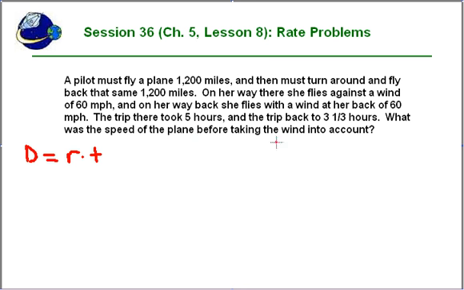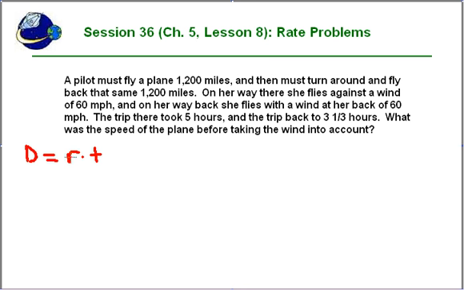That's what this question is asking for when it says, what was the speed of the plane before taking the wind into account? In the previous example I gave you, the speed of the plane without the wind would have been 500 miles an hour, without there being any wind. But when the wind blew against the plane at 50 miles an hour, it created a net speed of 450 miles an hour, and when the wind blew with the plane, it created a net speed of 550 miles an hour. Okay, let's go ahead now and attack this problem.